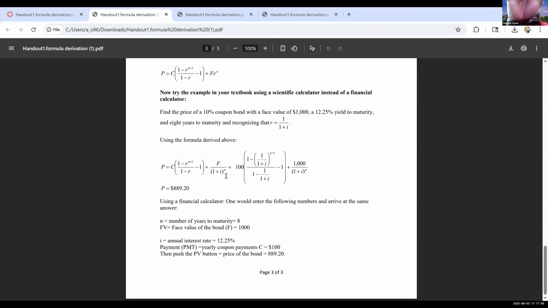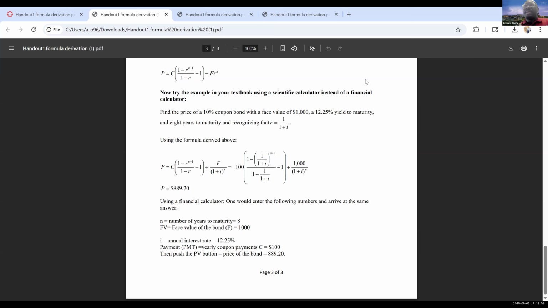It says find the price of a 10% coupon bond, which has a face value of $1,000 and a 12.25% yield to maturity. So that's the interest rate, and 8 years to maturity. I already know that the interest rate is 12.25, the face value is $1,000, and the coupon rate is 10%.